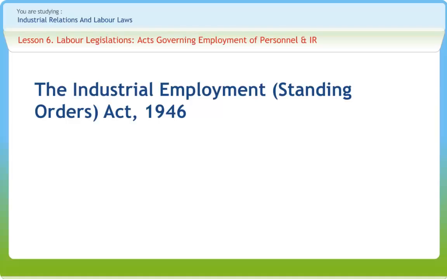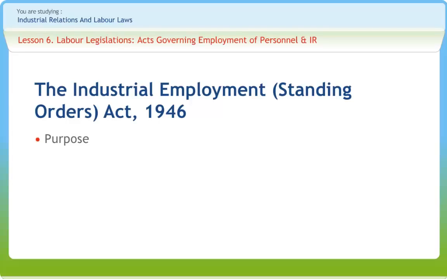The object of the act is to have uniform standing orders providing for the matters enumerated in the schedule to the act for those who are employed before and those employed after the standing orders came into force. For submission of draft standing orders, the employer shall submit to the certifying officer 5 copies of the draft standing orders proposed by him within 6 months.